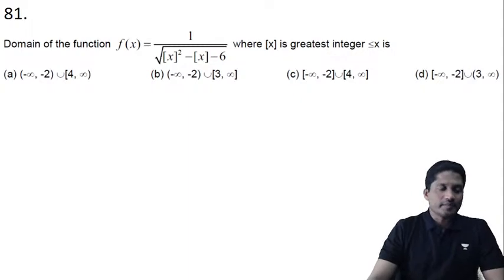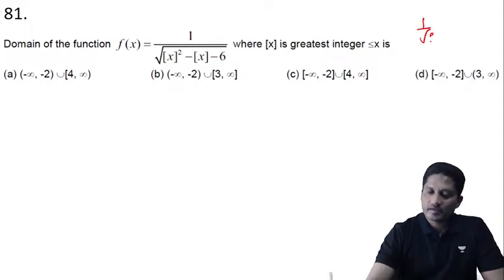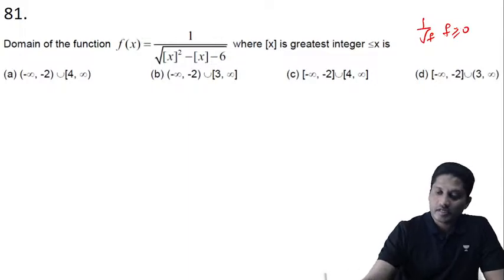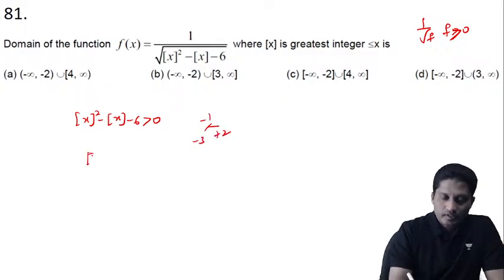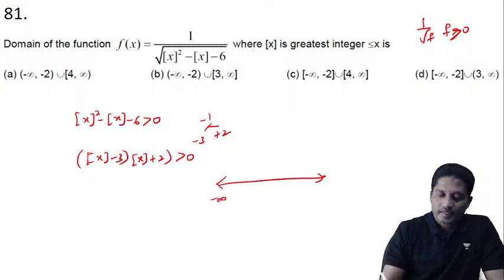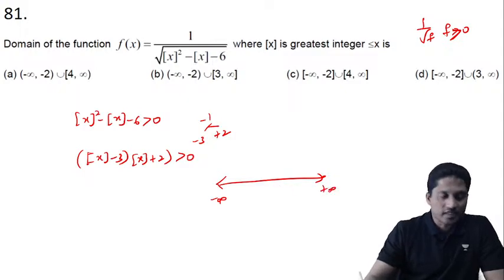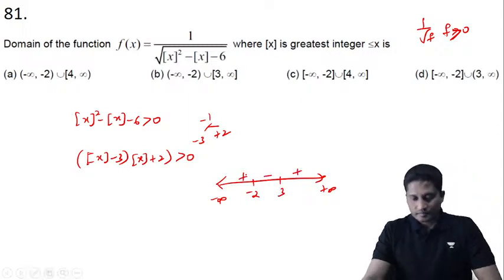Alright, again 2022 paper. 1 by root f is defined when f is, sorry, strictly greater than 0. Now box x the whole square minus box x minus 6 is strictly greater than 0. If I split the middle term, minus 3 plus 2, box x minus 3 into box x plus 2 is strictly greater than 0. If I use the wavy curve, minus infinity to plus infinity, fix the roots in increasing order. First you get minus 2, then you get plus 3. Start from right: plus, minus and plus.